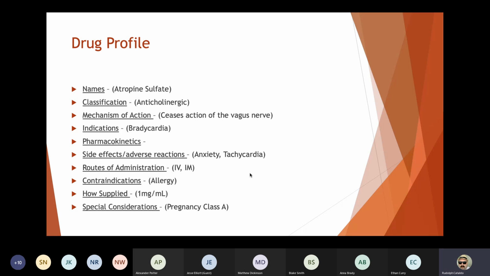Contraindications for atropine, any allergies to it. How supplied, 1 milligram in 1 ml is pretty standard, whether it be in a Bristow jet, or in a vial that you have to draw up, or even an ampule. And then special considerations, again, I wouldn't put the pregnancy class A in there, meaning that it can have an effect on our patients that are pregnant.